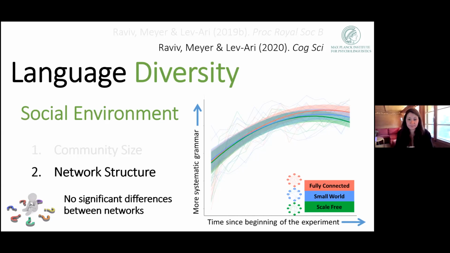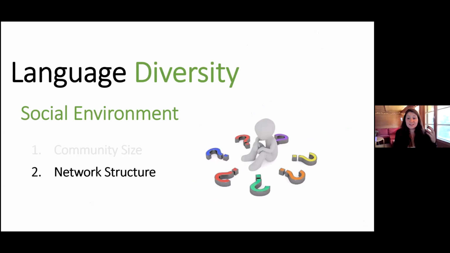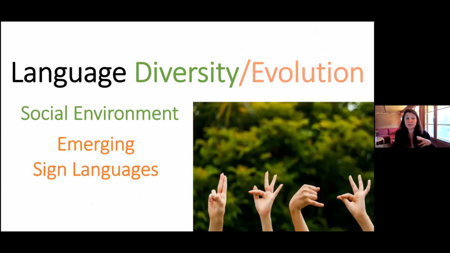Okay, but I think this was really weird for me at the beginning, because network structure in the real world should have an effect. There's real world evidence that network structure and sparsity alongside community size might matter. And this is work from emerging sign languages.